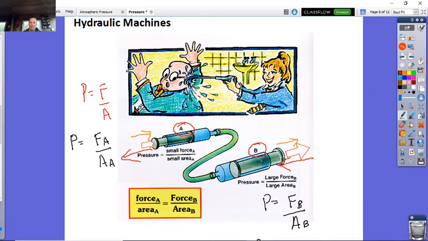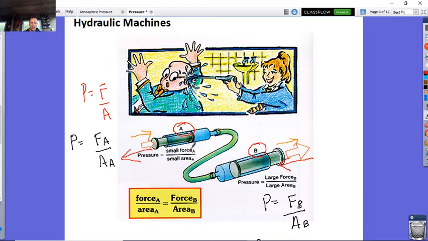Now, looking at these two diagrams, I want you to see, going back to my red pen, that in A, I have got a small area because it's a smaller syringe. Therefore, the force is going to be small. But in B, the area is going to be larger. Therefore, the force is going to be larger. It has to be this because the pressure has to stay the same in each one. Therefore, you'll find A requires a small force for it to move, whereas B requires a large force.